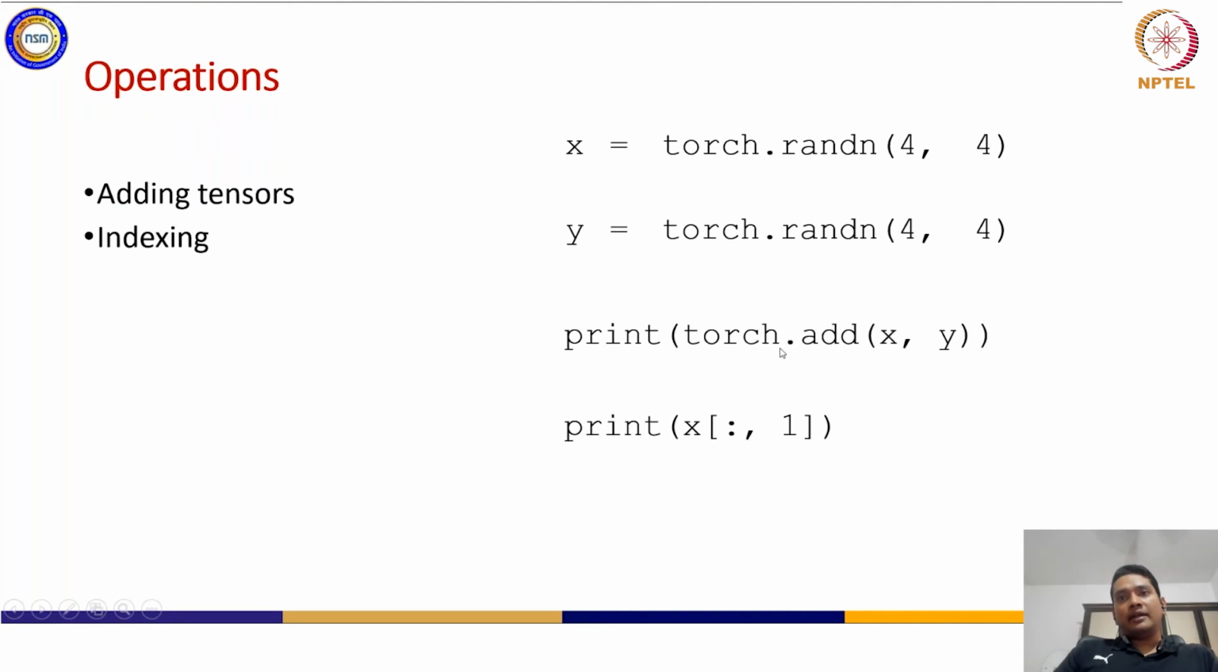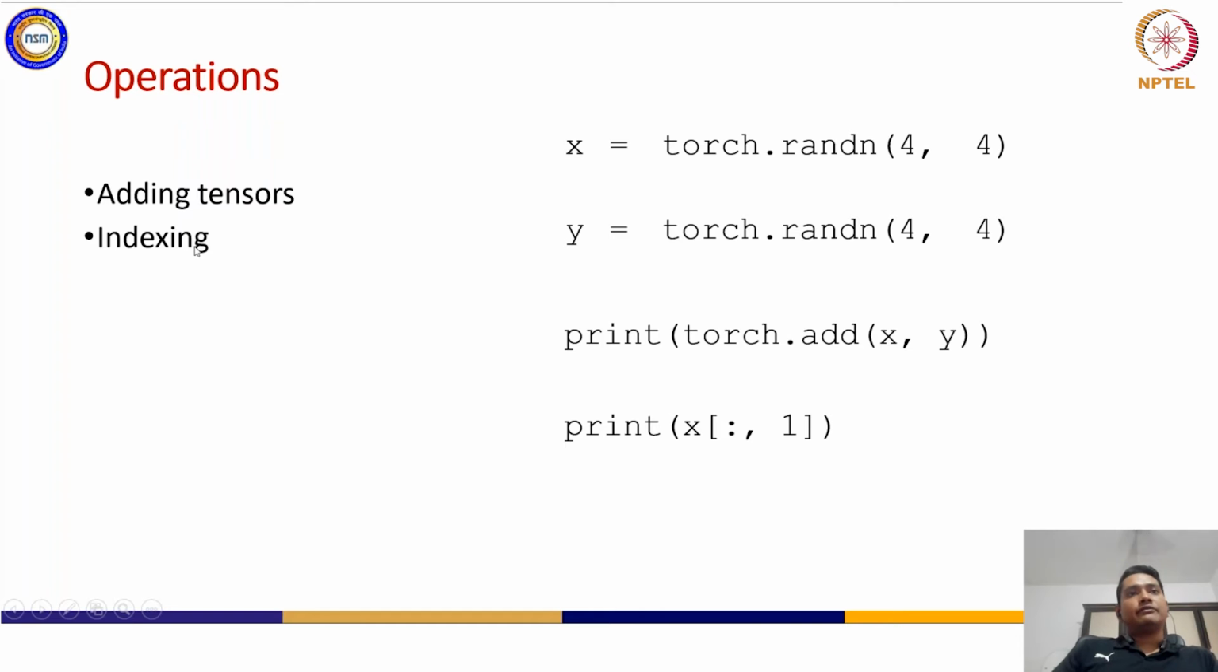If we want to add, the torch.add function will add these two tensors. And remember here, while operating on the tensors, for any operation you are applying, you need to know whether the sizes are compatible or not. If the sizes are not compatible, then it will return an error. So here, as you can see, x and y, these two tensors are 4 by 4 and 4 by 4, so they are compatible to add, and they can be added.